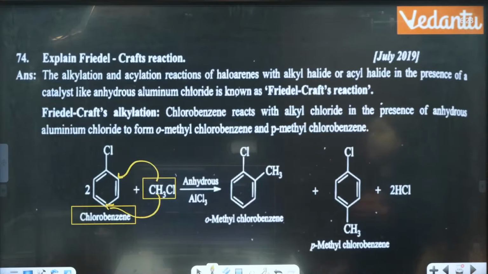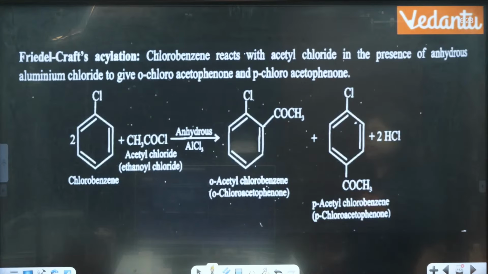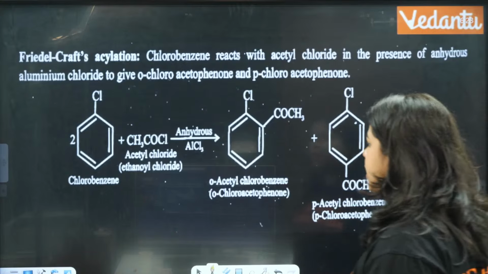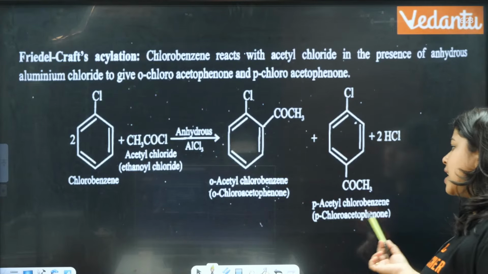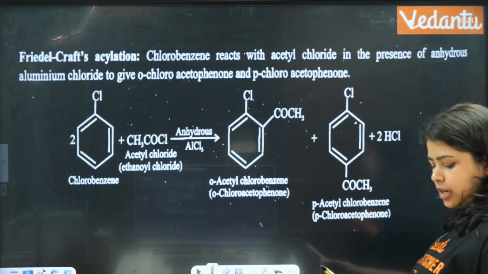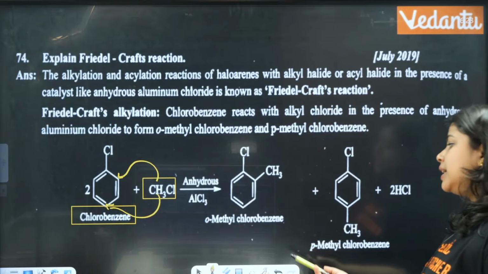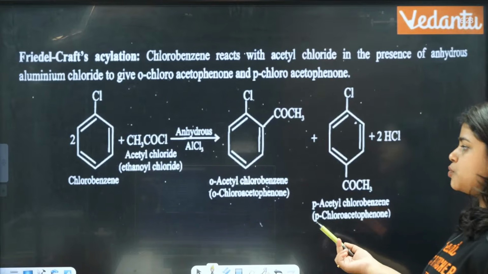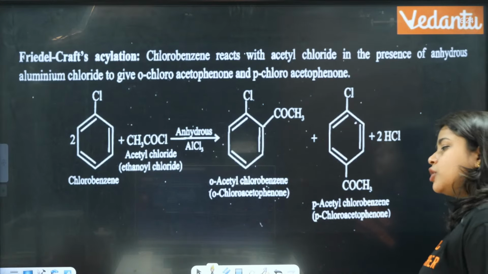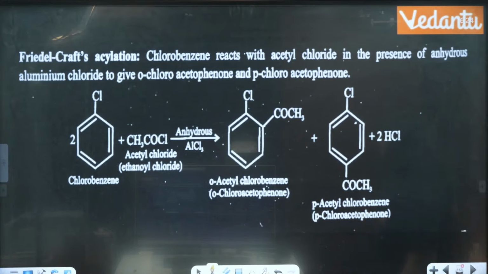The same is there, alkylation and acylation. In acylation they use anhydrous AlCl3. Here also ortho-acetyl chlorobenzene is being formed and para-acetyl chlorobenzene is being formed. Here we used methyl chlorobenzene in alkylation, and here we have used acetyl chlorobenzene.